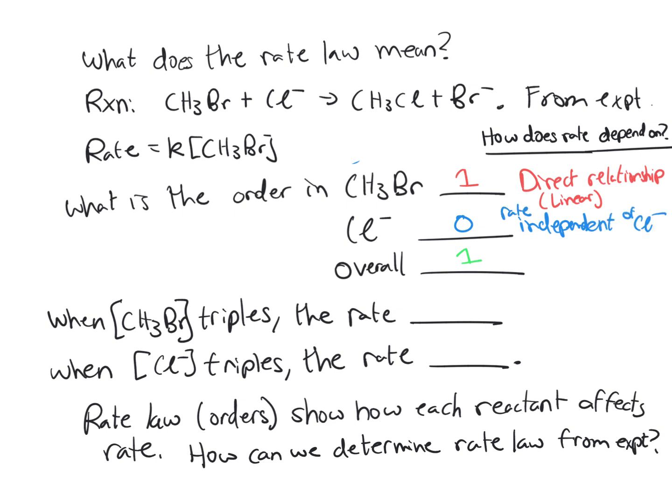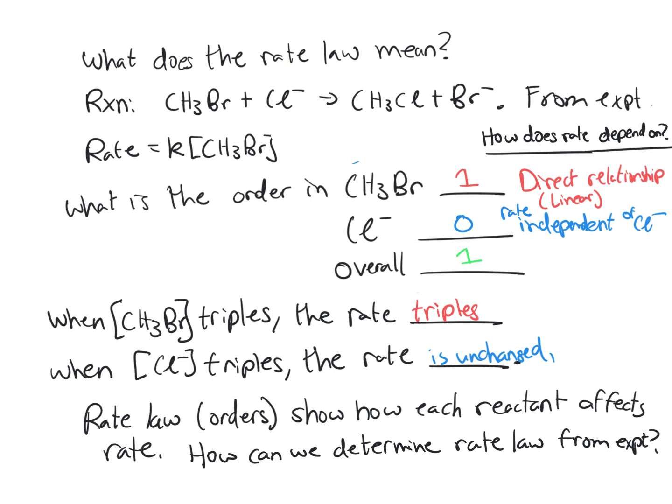Next, if we move on to the meaning of those relationships for how the rate depends on CH3Br, when CH3Br triples, because there's that direct or linear relationship, the rate triples as well. When Cl minus triples, on the other hand, because the rate is independent of Cl minus, or doesn't depend on it at all, the rate is unchanged. It stays exactly the same, no matter how big Cl minus is. So that's what the rate law, and specifically the orders, do.